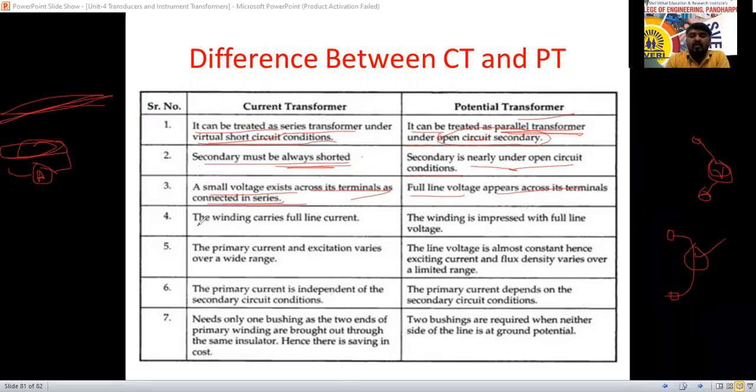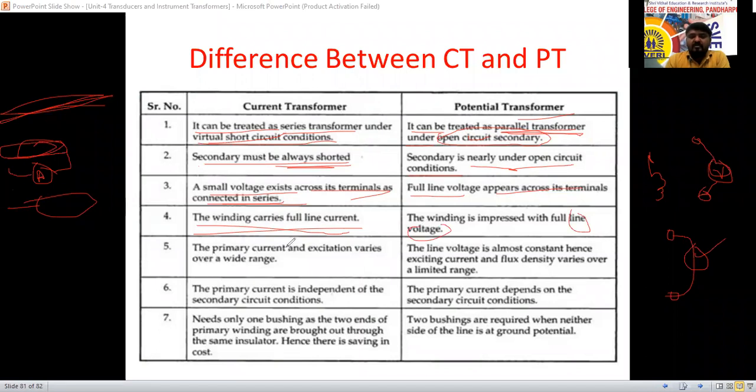Second one, a winding carries full line current here. Whatever the line current is, that same line current is going to flow, because it is connected in series over there. The winding is impressed with the full line voltage here. Whatever we are connecting at the point with respect to the ground, the primary, that connection is going to be impressed with full line voltage. Whatever the line voltage is, the same line voltage we apply here.